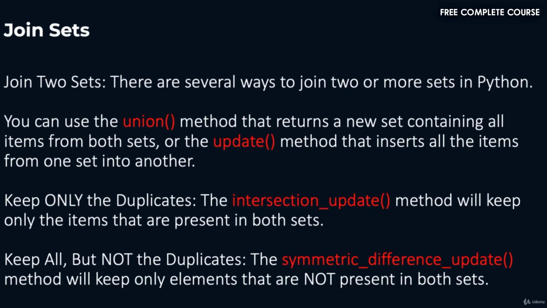Keep only the duplicates: the intersection update method will keep only the items that are present in both sets. Keep all but not the duplicates: the symmetric difference update method will keep only elements that are not present in both sets. So with that, let's jump into our sets notebook and take a look at this.